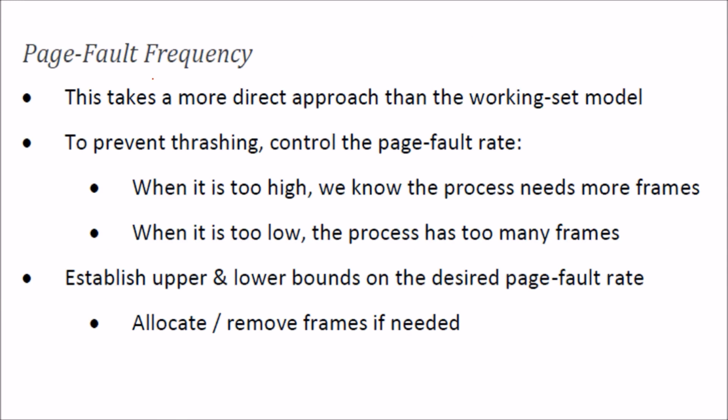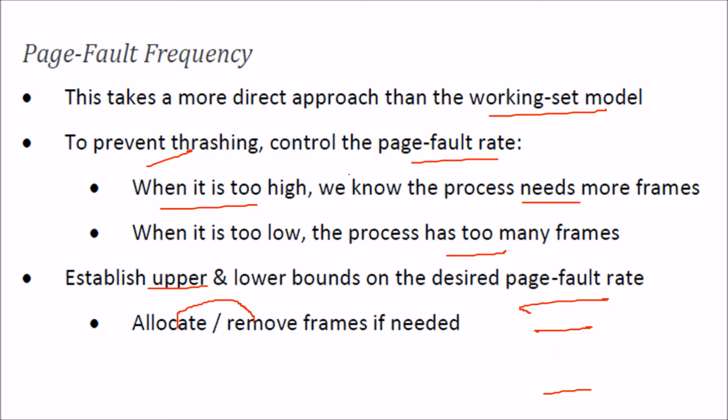We also have page fault frequency, which is a more direct approach than the working set model we have just seen. In order to prevent thrashing, we control the page fault rate. When it is too high, we know the process needs more frames. When it is too low, we know the process has too many frames. If it is thrashing, that means it has too few frames. If it is not thrashing, that means it has too many frames. So what we do here is assign an upper and lower bound for the desired page fault rate, and we allocate and remove frames accordingly.